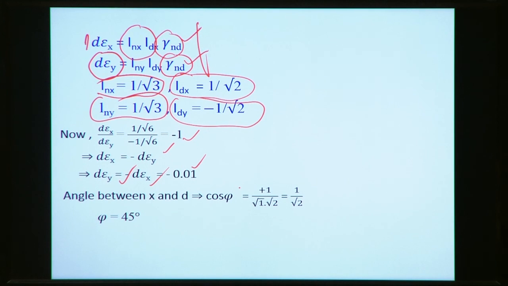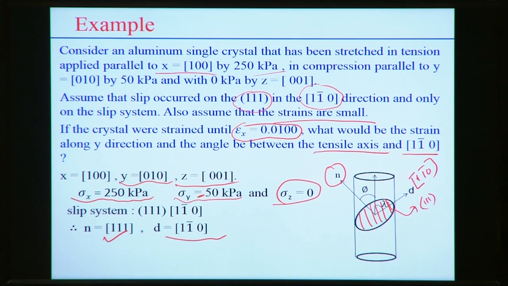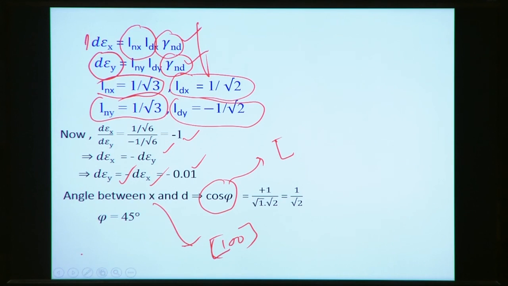Now the angle between x and d can be considered as phi. So x is [1 0 0], and d I have already defined. The angle between the tensile axis and [1 1 bar 0]: the x axis is the tensile axis here, and [1 1 bar 0]. If we put these in, we find the cosine of the angle is 1 by root 2. That means phi equals 45 degrees.